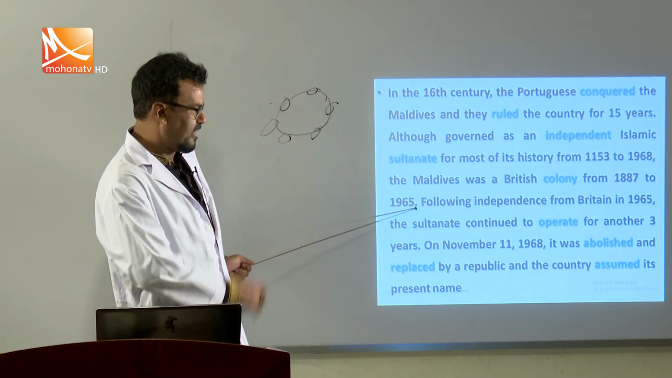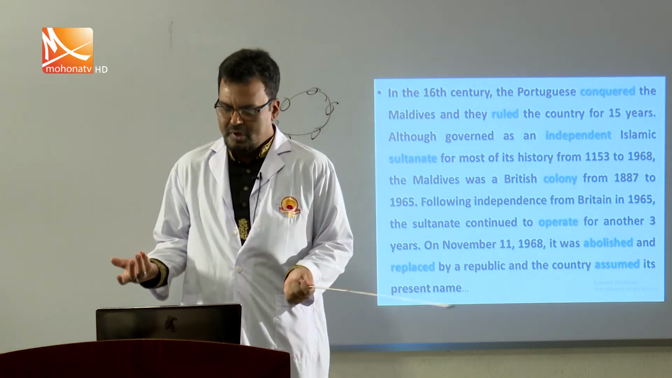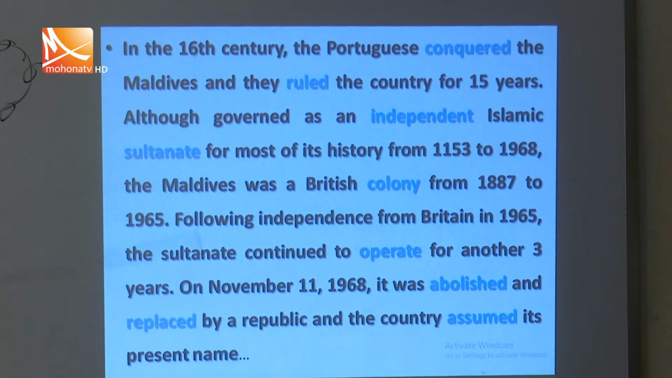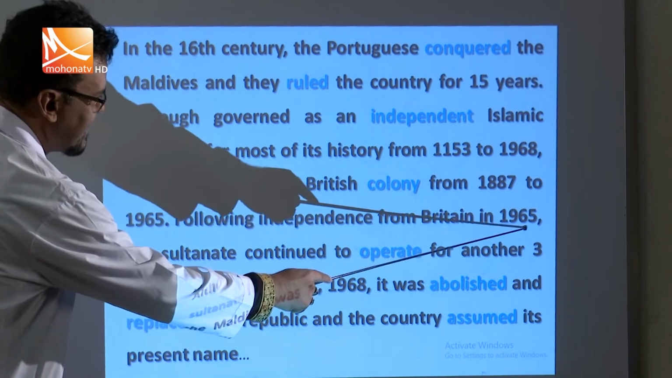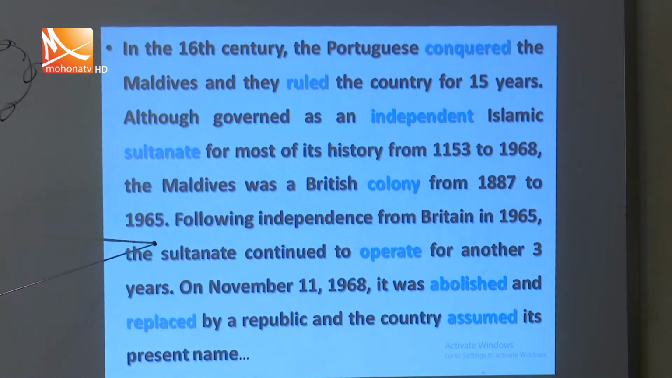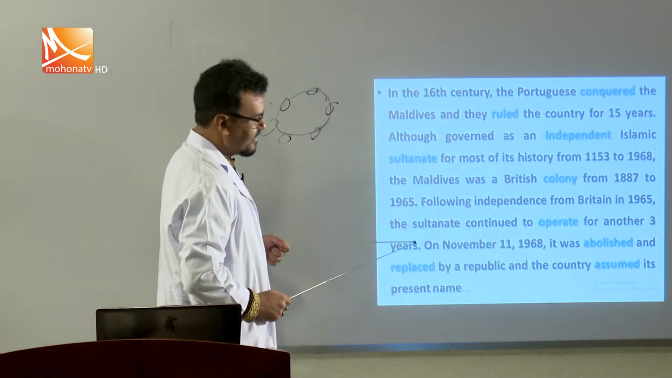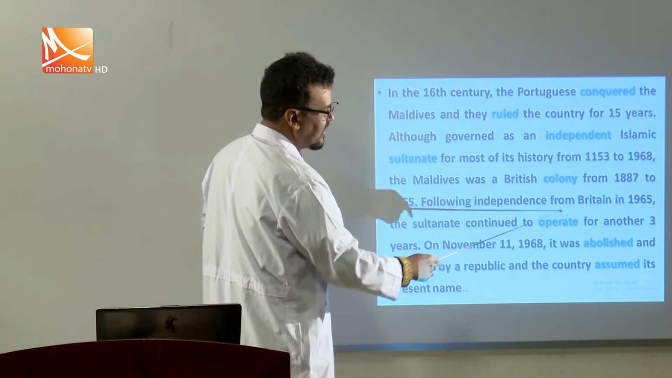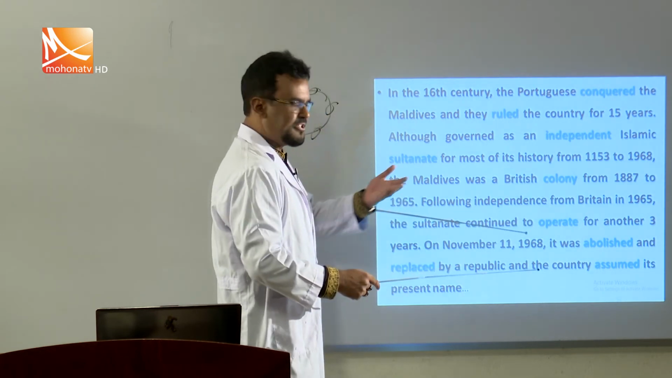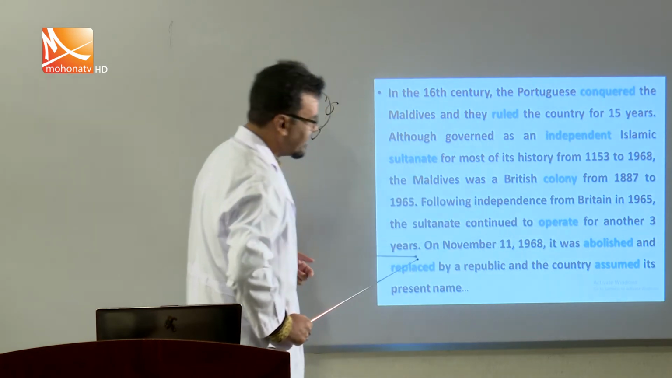They ruled, and Bangladesh also was a colony of the British. We were a British colony for 200 years. So following independence from Britain in 1965, so when did they get independence from Britain? It is 1965. The Sultanate continued to operate, work or function for another 3 years.